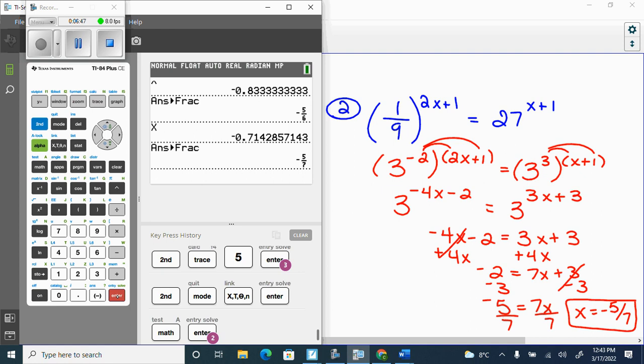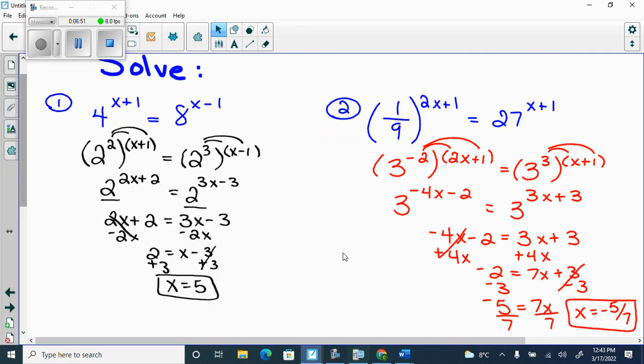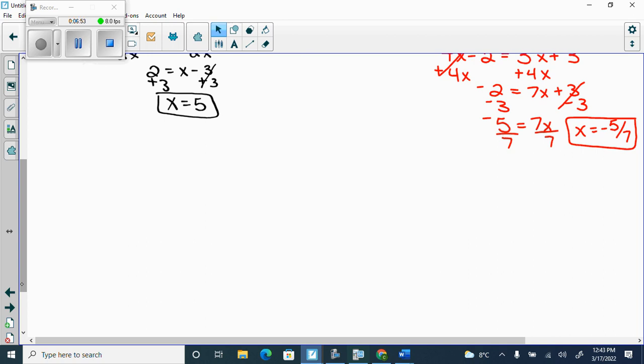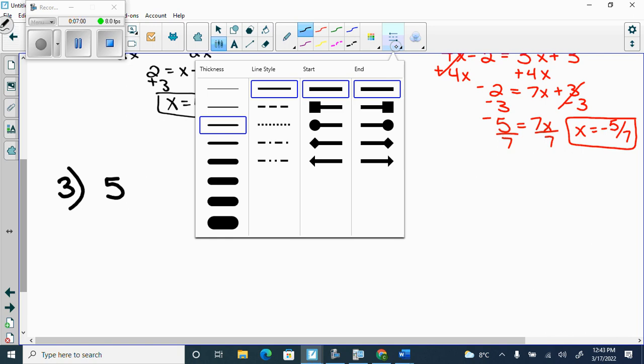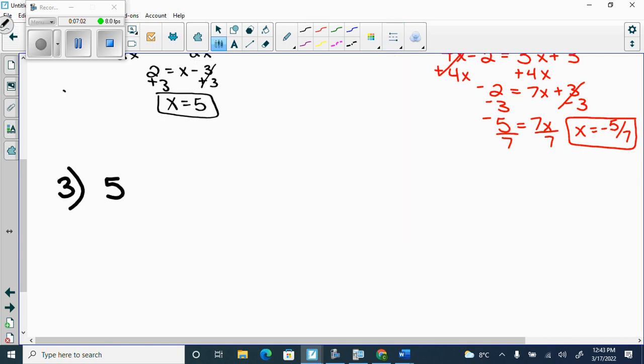Now, they might make your question harder. And by might, I mean if it comes on the diploma, it's always harder. So what they'll do is something like this. So if I go 5 to the x plus 1 over 25 to the 2x plus 1 equals 125 to the 2x minus 2.